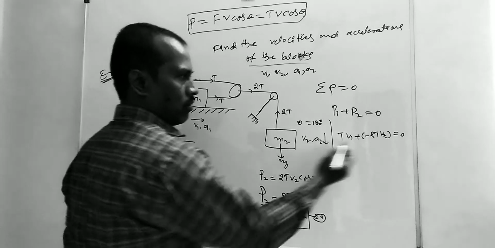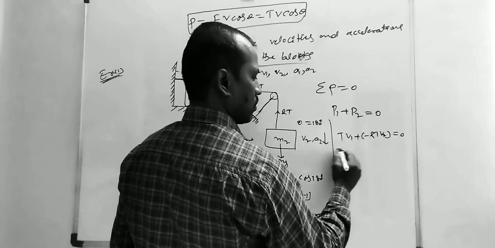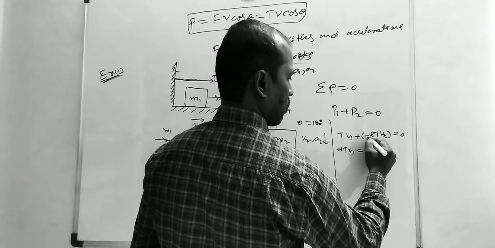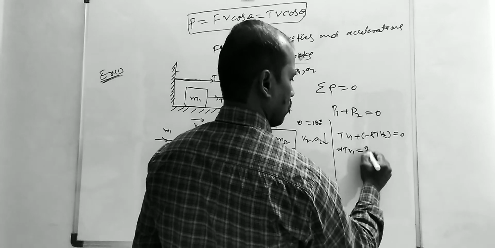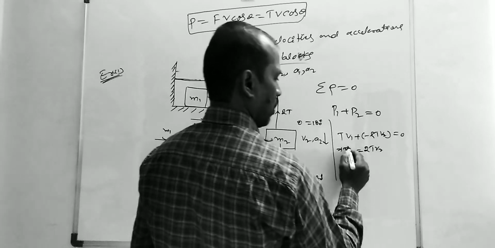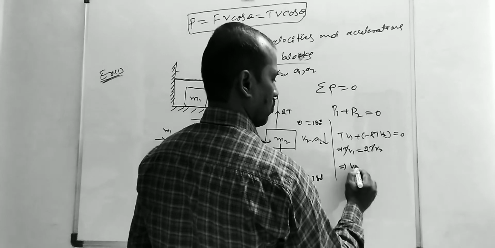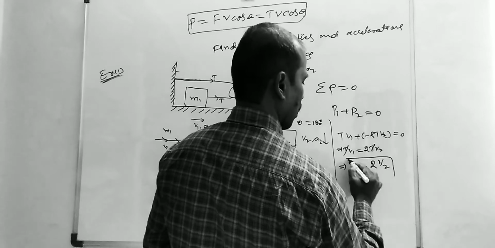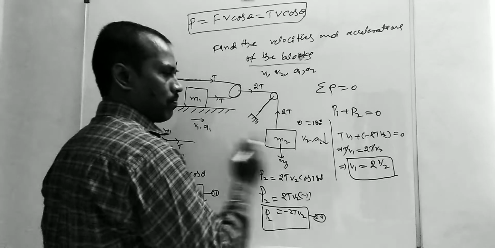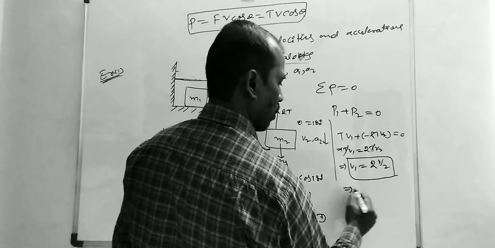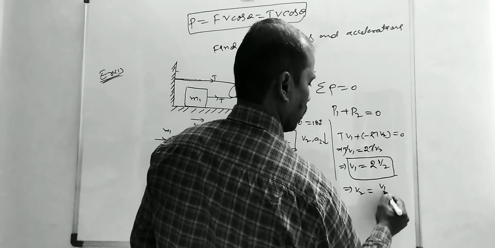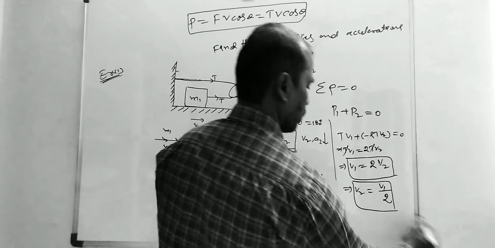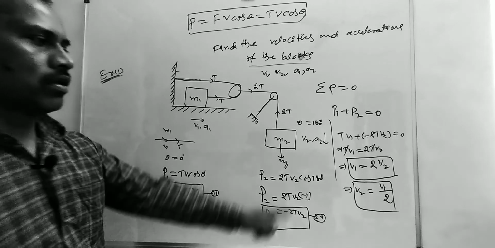Now, taking the right side, T v1 is equal to the positive and negative values, minus positive values, so 2T v2. The T's get cancelled, and this simplifies to v1 is equal to 2 v2. This is the velocity of the block M1, and the velocity of the block v2 is equal to v1 by 2. This is the velocity of the block m2.